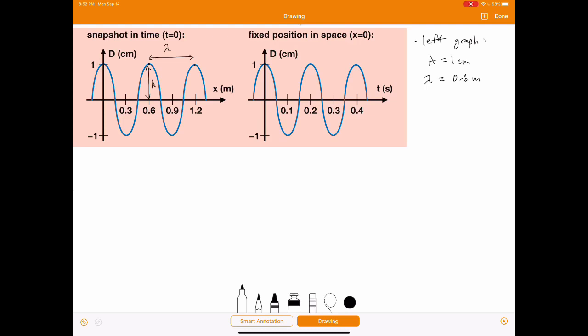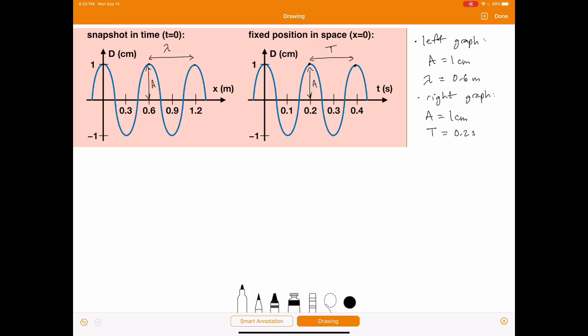Okay, what about from the second graph on the right? Well, we could also use that to determine the amplitude is 1 centimeter, same as before. But we can determine the period from this one because time is now on the horizontal axis. The amount of time it takes to go from one crest of the wave to the next is the period T. And we can just read that straight off the graph. That is 0.2 seconds.